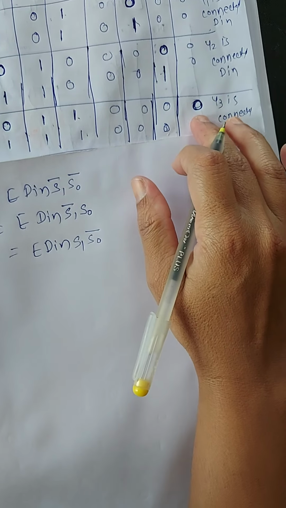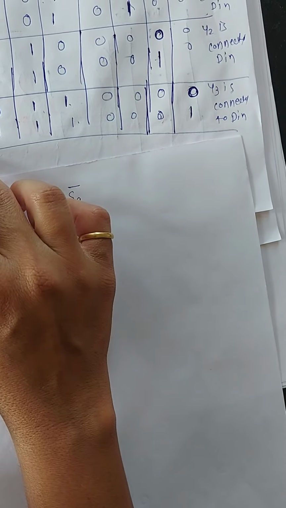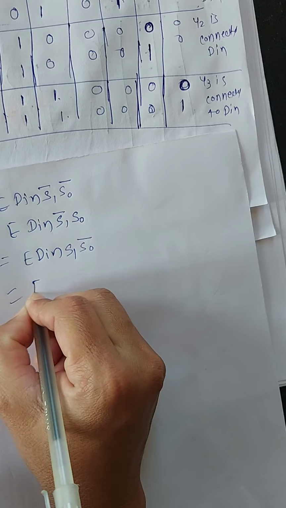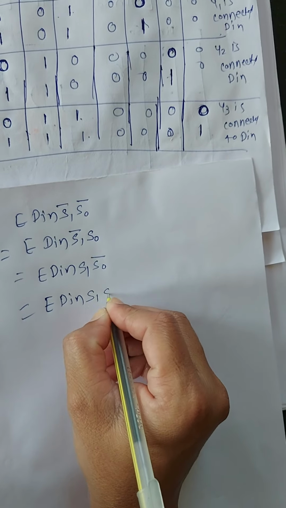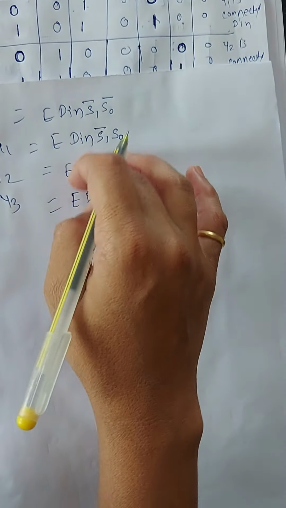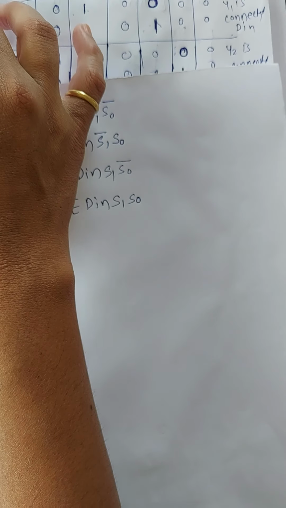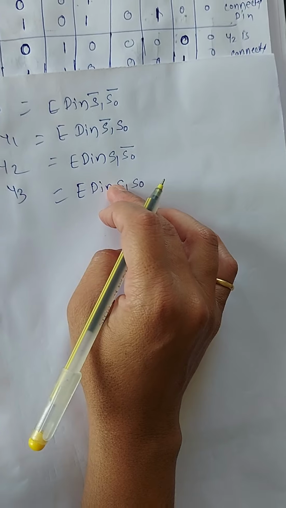Next, Y3 is 1 here, so that input line you have to consider for the equation. This is E, D in, and S1 and S0 are 1 1, so this is S1 and S0, not barred. From the truth table, where the output is 1, that input line you have to consider, and you have to write the equation directly, without simplification or K-map.